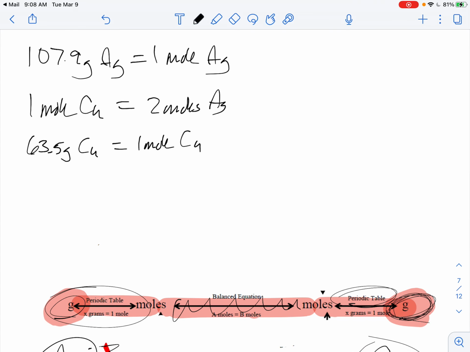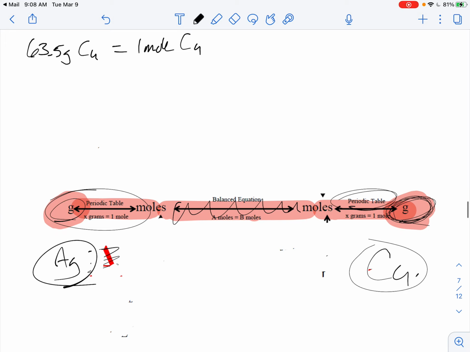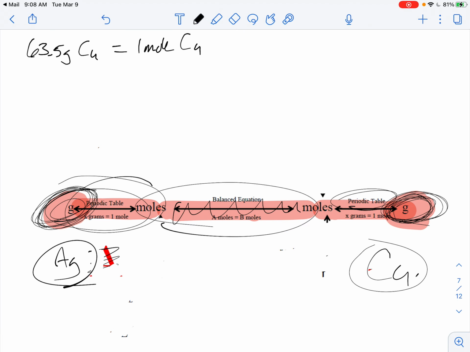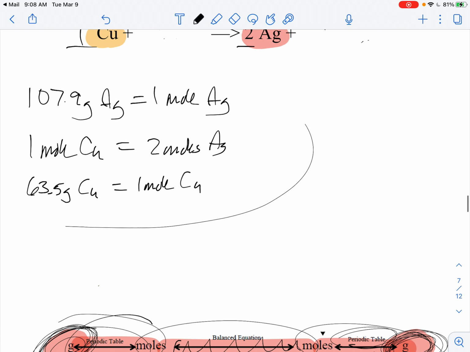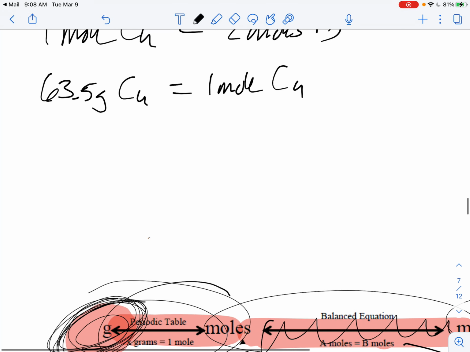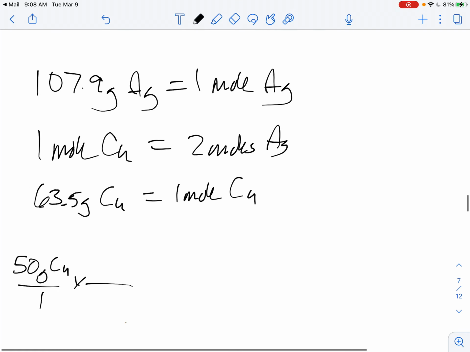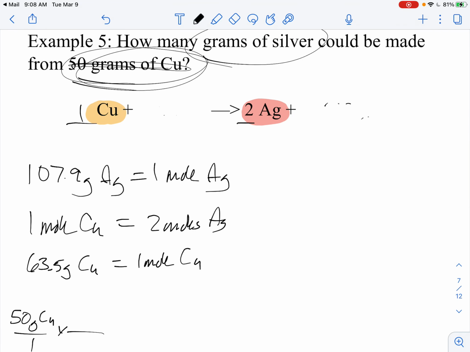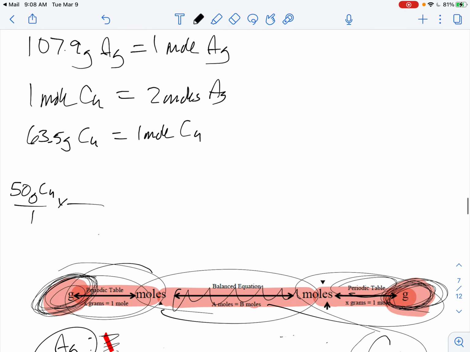I now have everything I need to solve this problem because, according to my mole map, I'm starting here at grams and I'm going over here to grams. So that's 1 step, 2 steps, 3 steps. Those are my 3 equations that are there. So what do I always do? I always start with what I'm given. So that's 50 grams of copper over 1 because that was given to me in the problem here. I've now used that. I don't need to use it again.